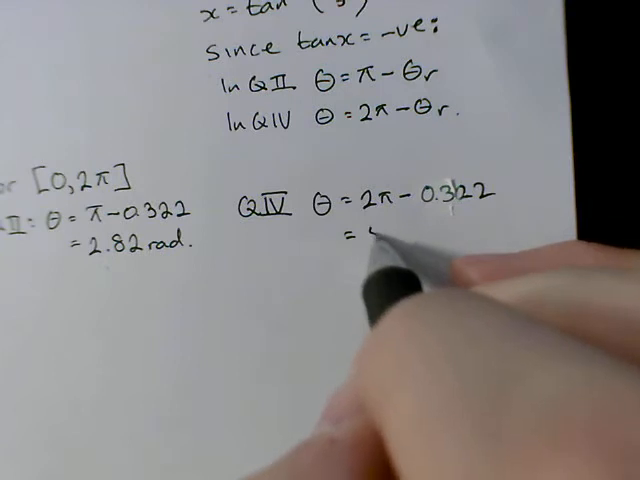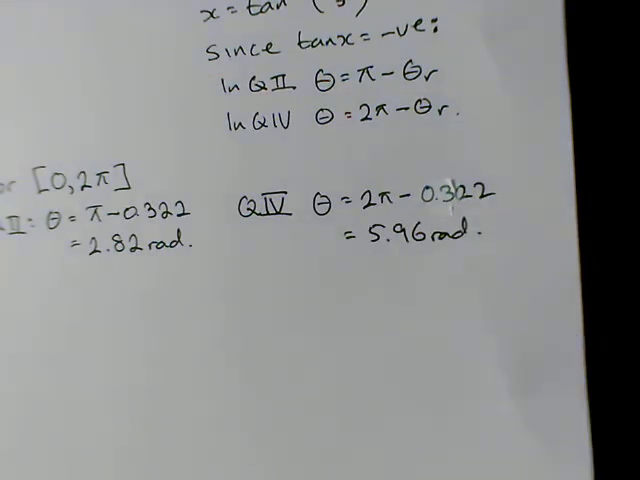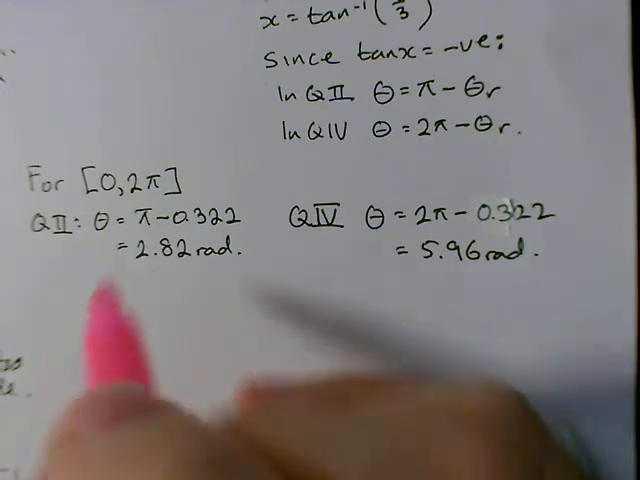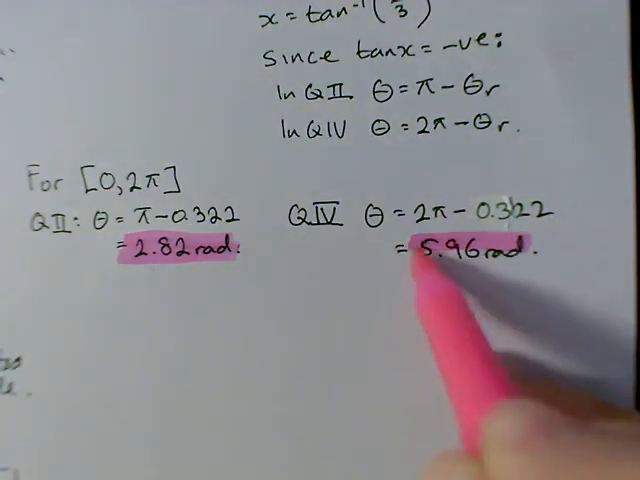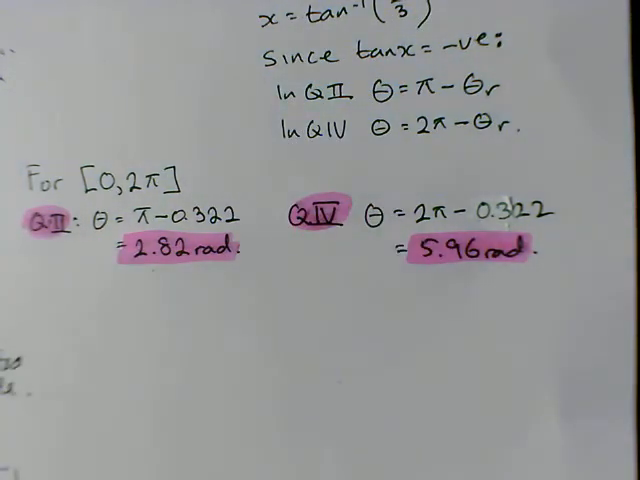Which is 5.96 radians. Okay. Those are my two answers. What do you think? So far, so good. Any questions? What is the answer? So my two answers for now are there, in quadrant 2 and quadrant 4.